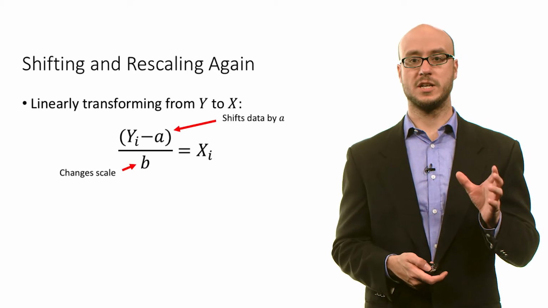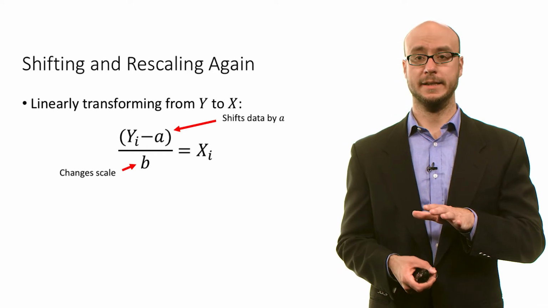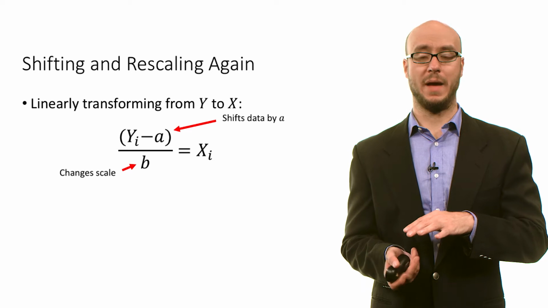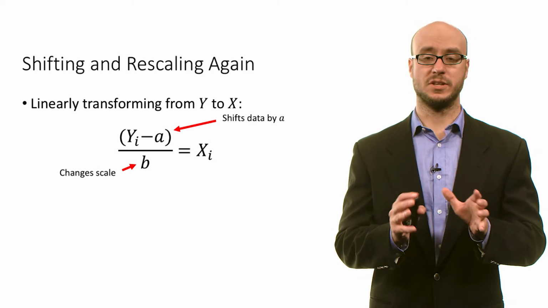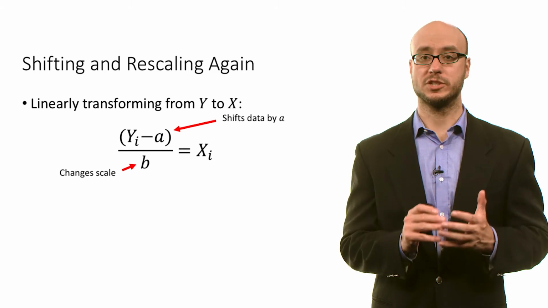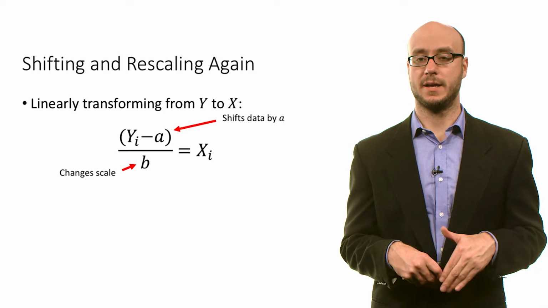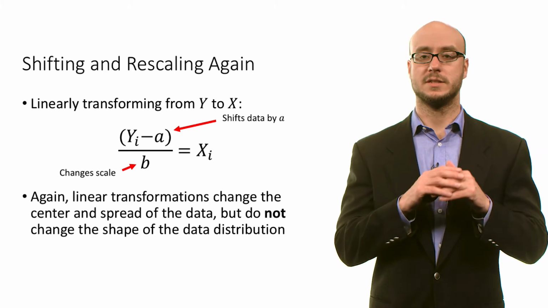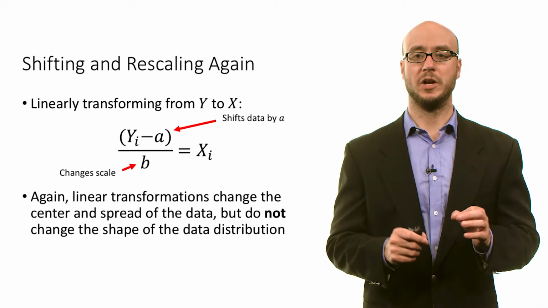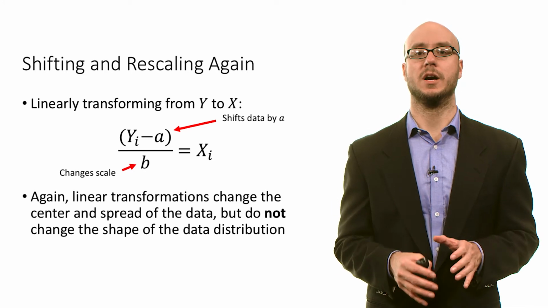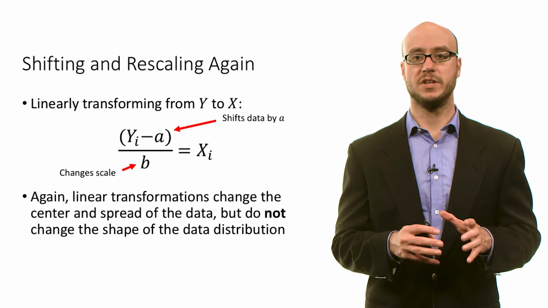So we can linearly transform from y to x. In this case, all we do is we take our x variable and we want to go back to y, or if we want to go y back to x. It's just a slightly different way of rewriting what we just looked at. If you have a variable y, you can subtract out a and divide by b. Right? Again, this is just a different way of rewriting the equation. And again, we are not fundamentally changing what's going on. We're just changing the center and spread of the data, but not the shape of the distribution.